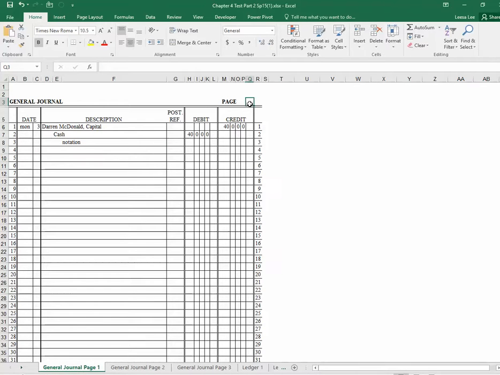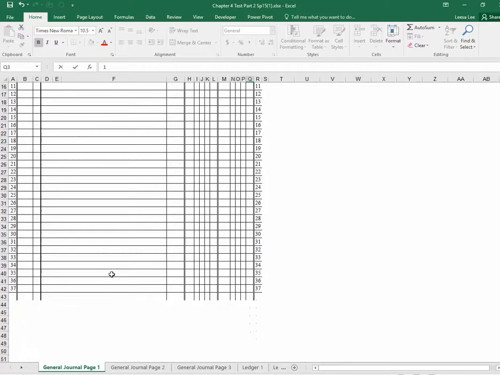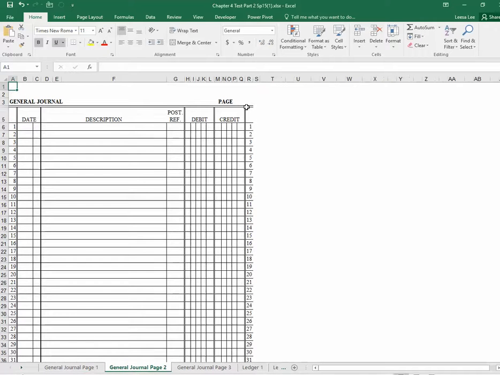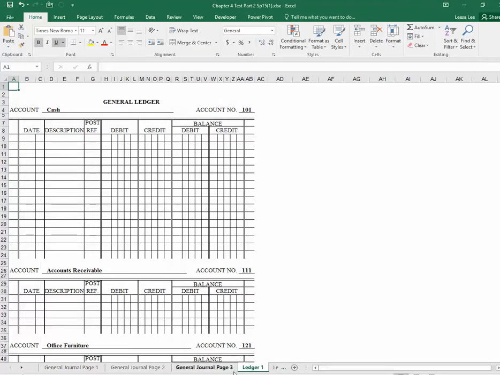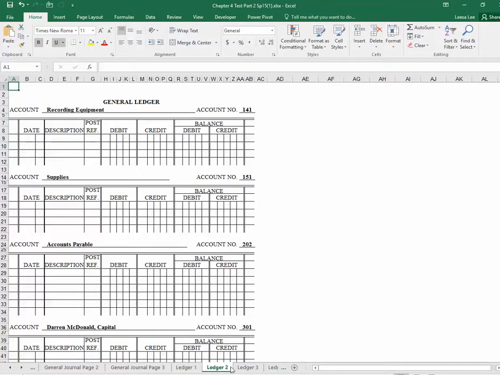You would also put page number one here, and then when you fill this one up, you would move to page two, type page two here, and so forth. Now, when you finish doing the transactions, you'll start putting them into the ledgers. Here, the ledgers are already built for you with the name and the account number, so you don't have to worry about making sure you're in the right ledger. They're all set for you. Notice, though, at the bottom on the tabs, there are several pages of ledgers.